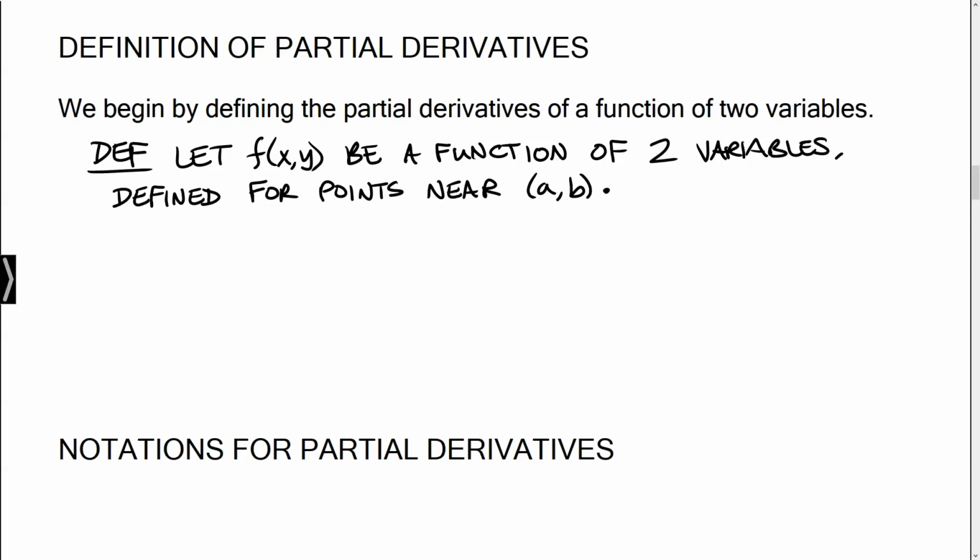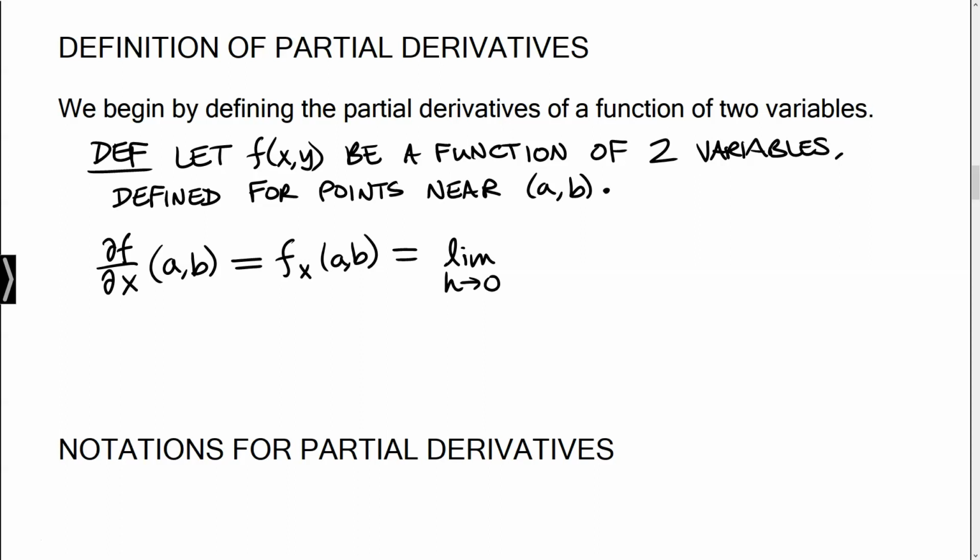So then the partial of f with respect to x at a, b, which can also be written as f sub x of a, b, is equal to the limit. So this is going to look very much like an ordinary Calc 1 definition in terms of the limit of a difference quotient. So the limit as h goes to 0. But now when I do the numerator, I'm only going to add the h to the x variable, so only to the first coordinate. So it's going to be f of a plus h, comma b, minus f of a, b.